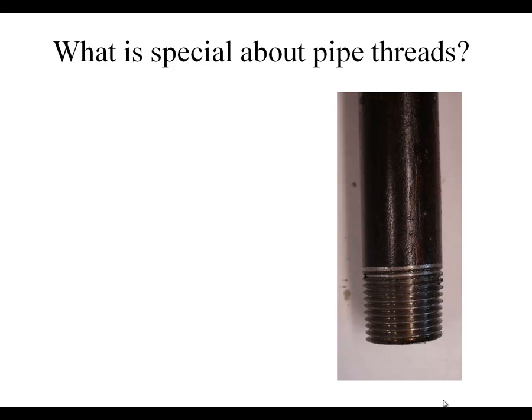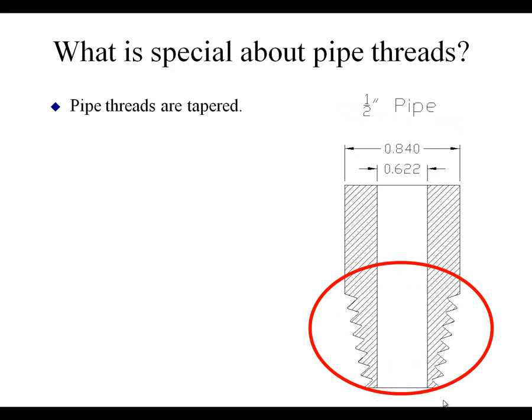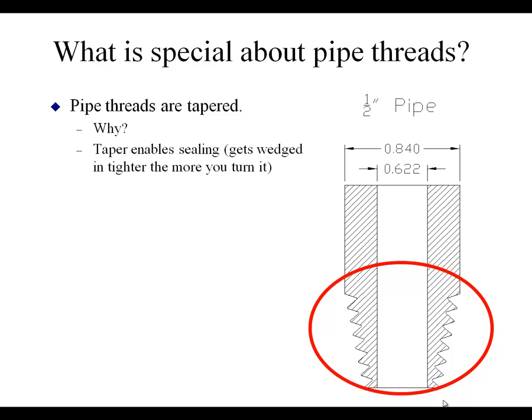And what's special about pipe threads? Well, I've drawn this to an extreme, but a pipe thread is tapered. And this tapered pipe thread enables sealing. The tighter it gets, the more it gets wedged into the fitting. And quite often you'll use either pipe dope or some Teflon tape to facilitate the root of the thread's sealing. But not always. You could buy a dry seal pipe thread, which the metal would actually interfere at the root of the thread, and you wouldn't need the Teflon tape.